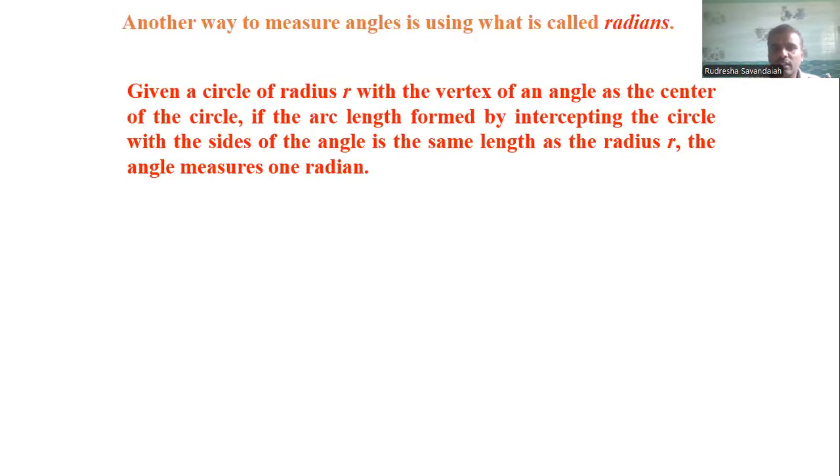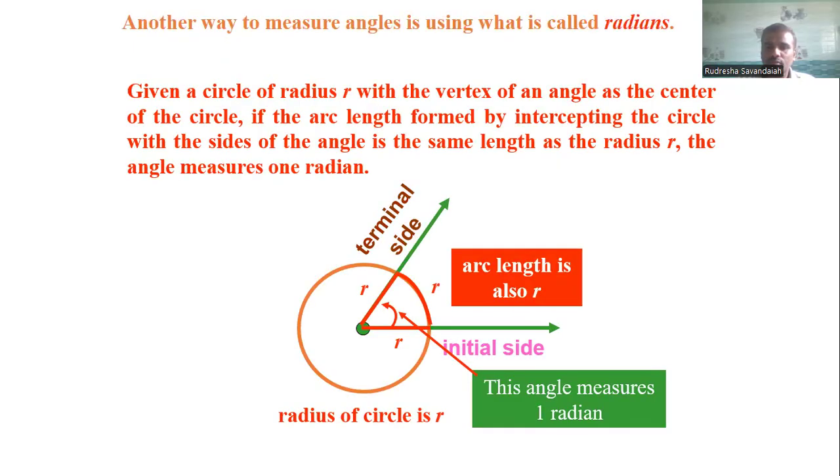See, given a circle of radius r with the vertex of an angle at the center of the circle, if the arc length formed by intercepting the circle with the sides of the angle is the same length as radius r, the angle measures 1 radian. See, that is very, very important here.